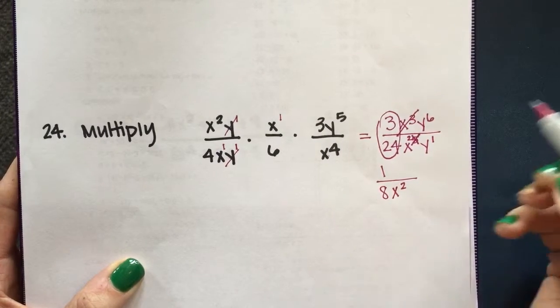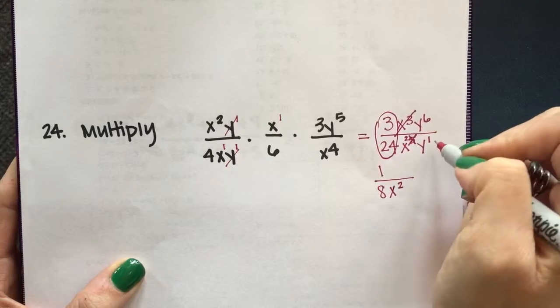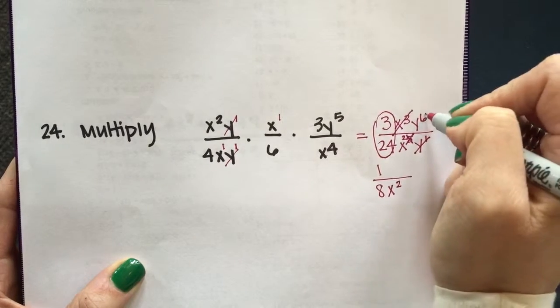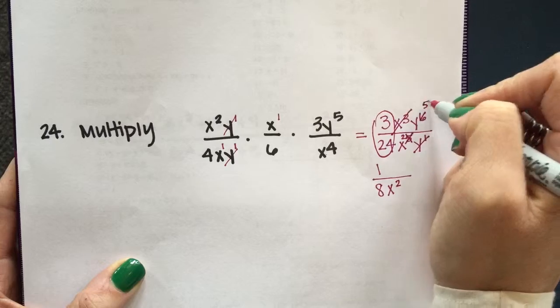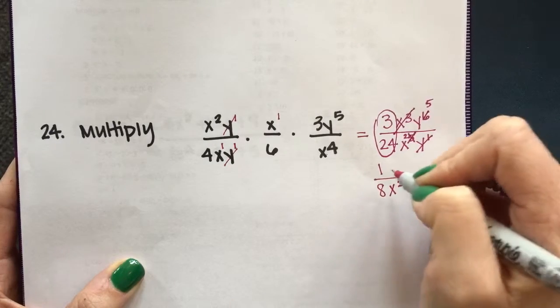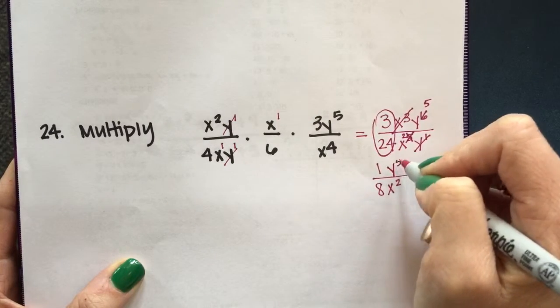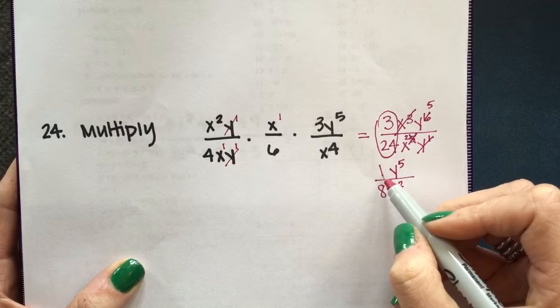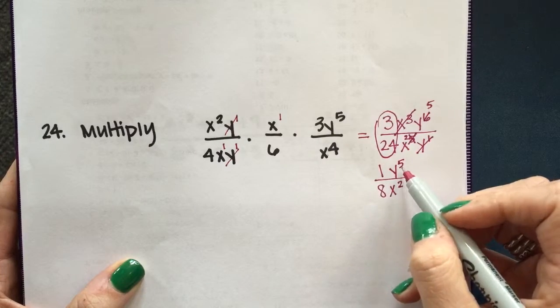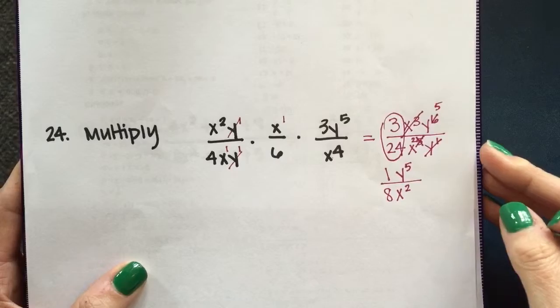And then with the y's, there are more on top, so the 1 that's on the bottom will cancel out 1 of these on the top, and I'll be left with 5 up there, so y to the fifth on top. And of course, you do not need the 1 as a coefficient, so you could just write it as y to the fifth over 8x to the second.